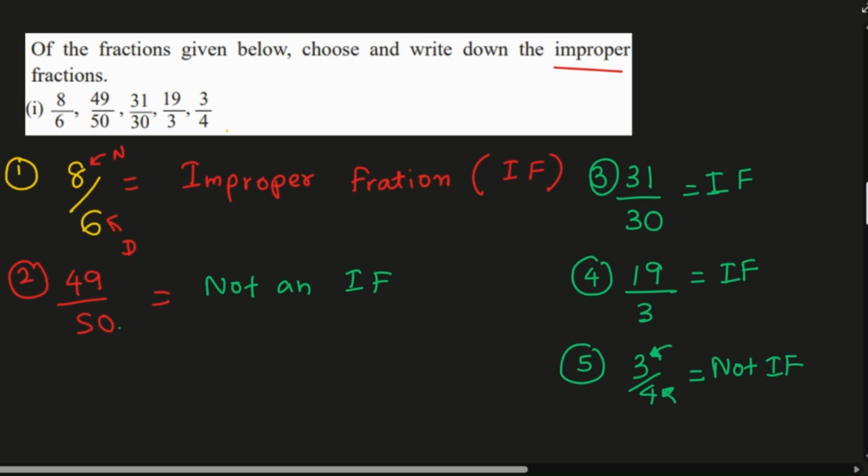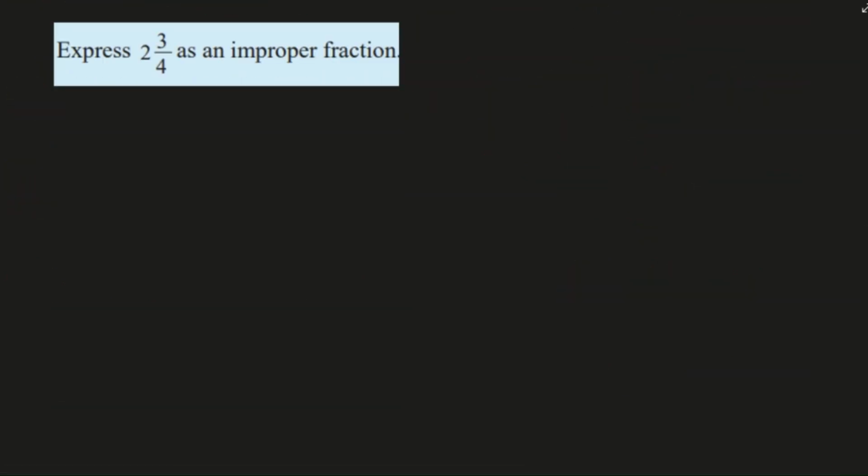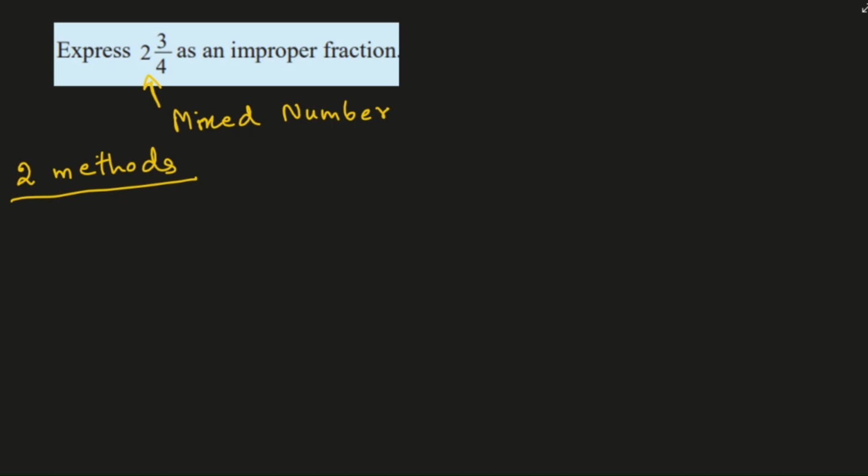Okay, let's go to the second question. Express 2 and 3 upon 4 as an improper fraction. So you can see this number is a what? Mixed number, no? This is a mixed number. There are two methods actually we can use in order to make this mixed number into an improper fraction. So let's go to the first method.